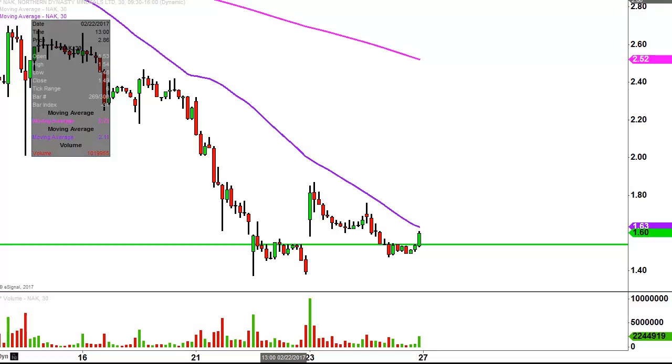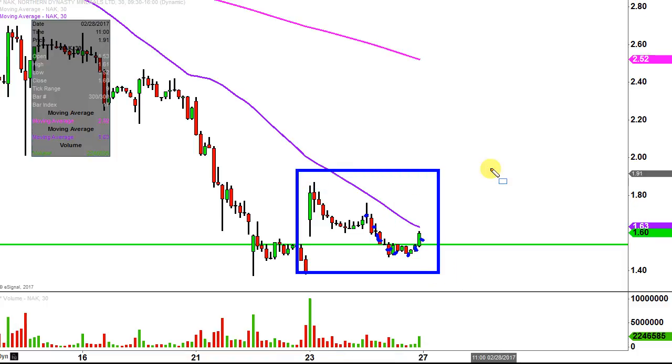Real quick, what do I mean by 30-minute, in case maybe you're new to charts? Instead of each one of these candlesticks representing one day's worth of price action, which is what you would normally see, each one represents 30 minutes. So while this may look like a few weeks' worth of time, it's actually just the past two days broken down into 30-minute time slices.